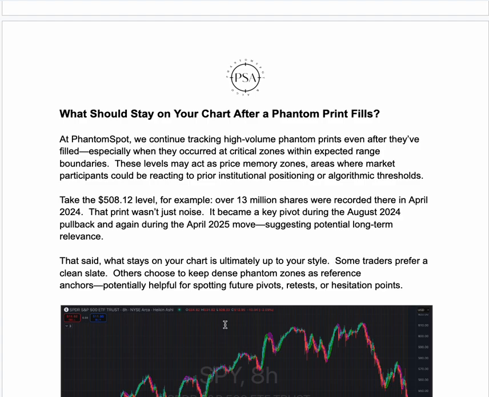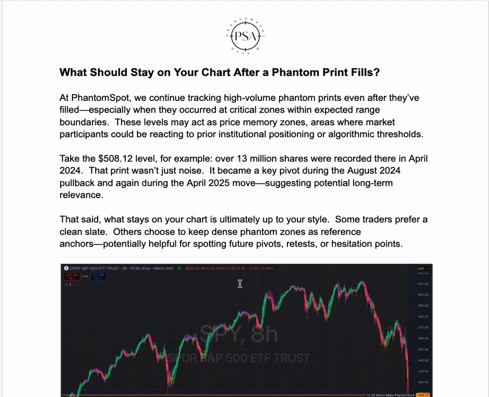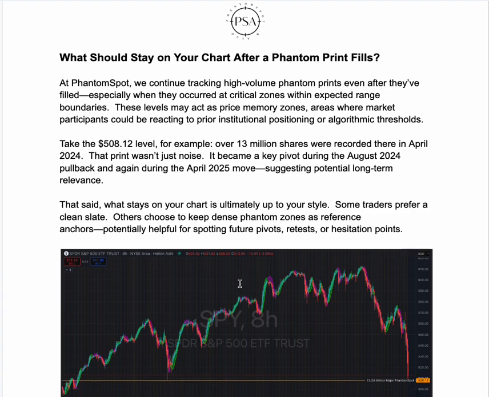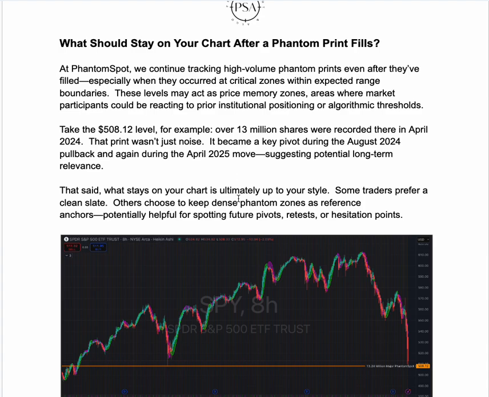A lot of people have different preferences for what they want to stay on their chart after phantom print fills. Some people like to delete them all. Some like to keep some for certain reasons, and some like to keep them all, which I don't like, because that would just be too many lines. But I like to keep the ones that are high volume, like 50K and above, because the market has memory at these zones, and it can react to prior positioning or algorithmic thresholds.